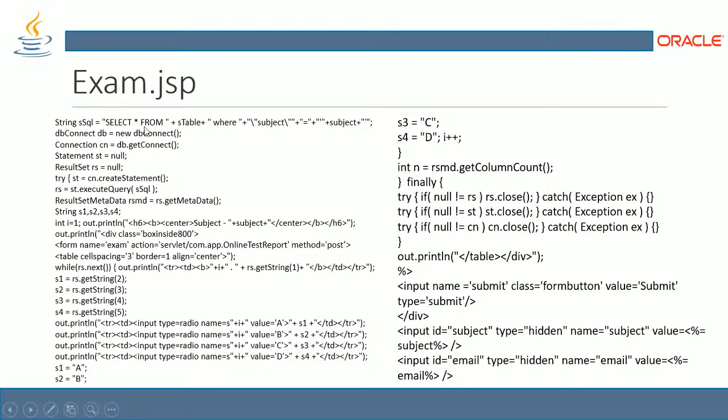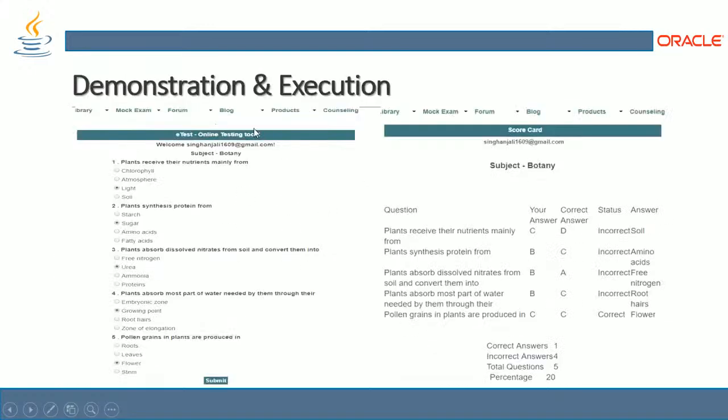Once it is done, the database will display all the questions from that particular subject, that particular topic, and the user will choose the right answer from the multiple choice questions, and that will go to the online test report servlet with the POST method. Once the form is submitted, with the help of the hidden values, these values will be passed to the online test report servlet. So this will be the demonstration.